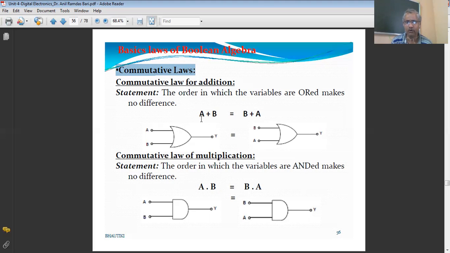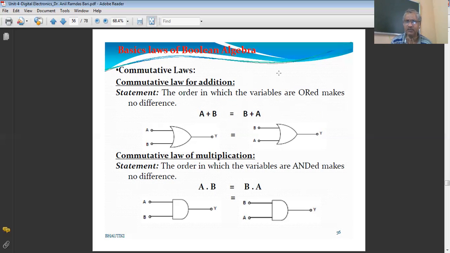Now we know the commutative law for the decimal number system also. What is the commutative law? The order in which the variables are ORed makes no difference. So ORed means if the two variables are applied to the OR gate, and if the order of these variables is changed, it will not make any difference. So this is called the commutative law of addition. This commutative law of addition is also applicable in the decimal number system.